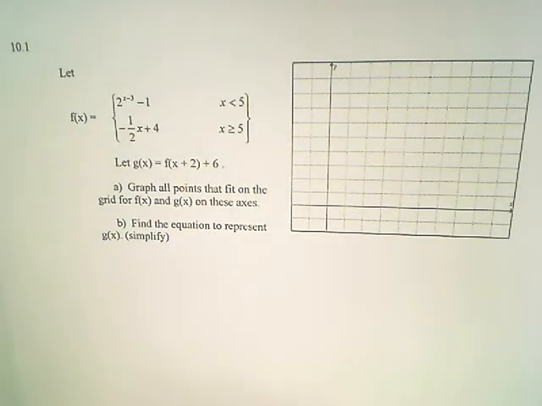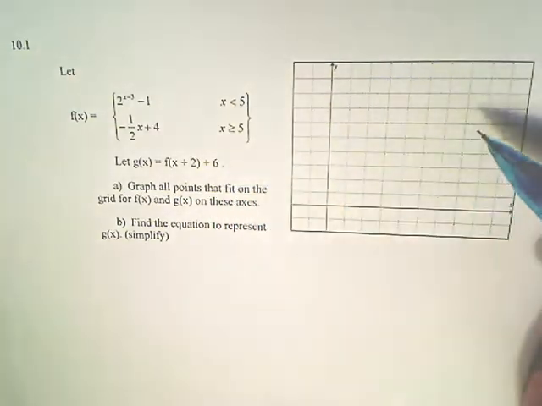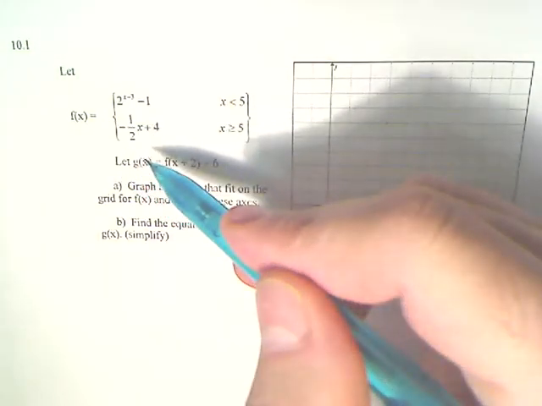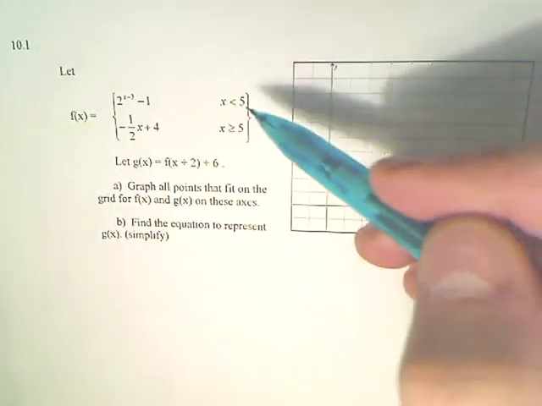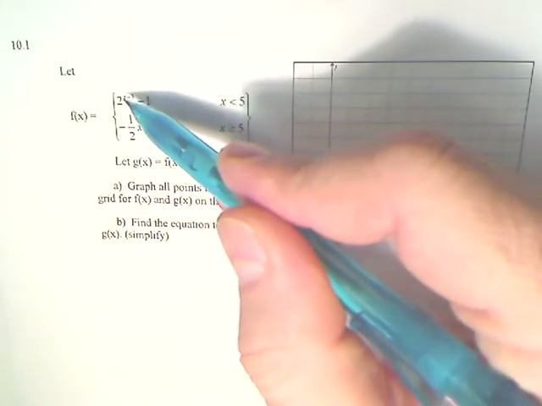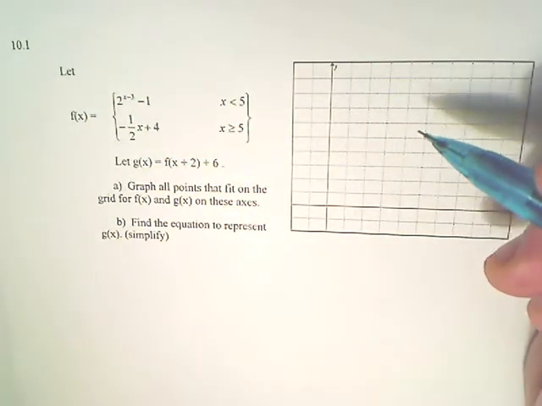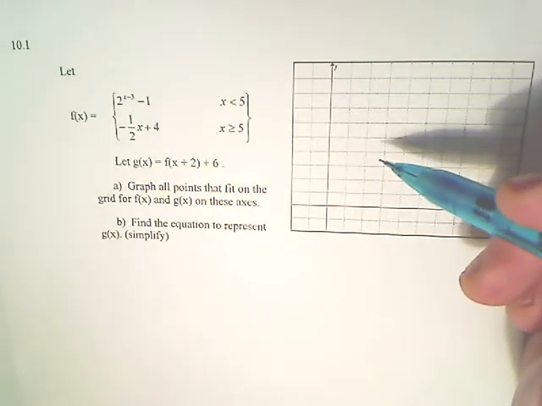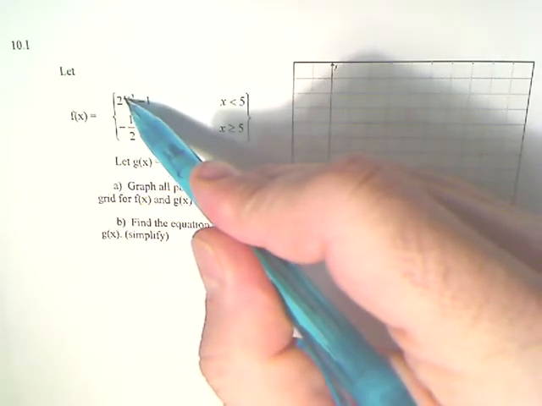Alright, these are piecewise defined functions. First, it asks you to graph all the points that fit on the grid for both f and g. I always like to start with this x value for both, 5. If you plug 5 into that equation, calculate the y value, and go plot that point, that's the first thing I'm going to do. So 5 located up here would give us a 2.